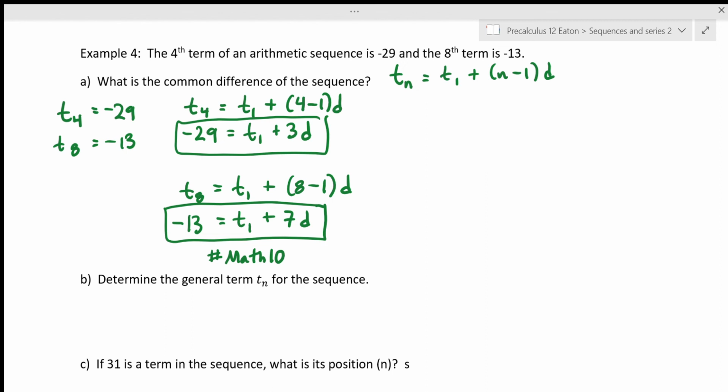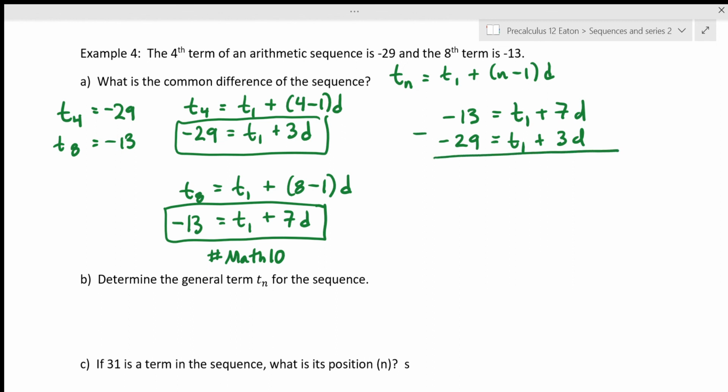And I'm going to make it simple. I'm going to put the one with a bigger number for D up there. So I'm going to have negative 13 equals T1 plus 7D. I'm going to put underneath it negative 29 equals T1 plus 3D. And I am going to go ahead and subtract.